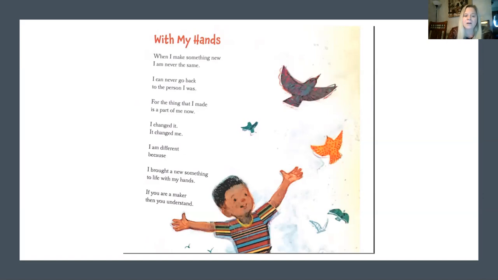If you are a maker, then you understand. And you have all been makers. You have been makers in creating all of these different types of poems that I'm challenging you to make. Some of them have been easy, some of them have been a little harder, but I do appreciate you trying your very best and giving your best effort. I can't wait to see what your rhyming riddle is. Is it going to be a hink pink, a hinky pinky, or a hinkety pinkety? I'm excited to see.